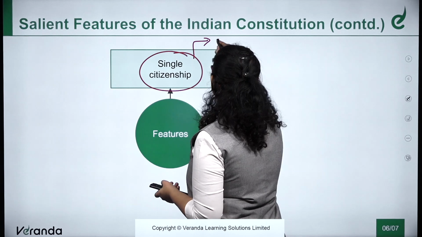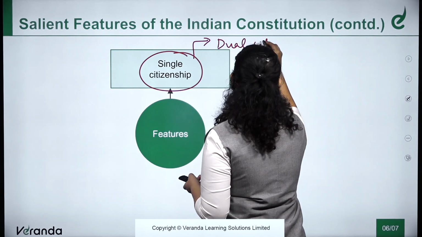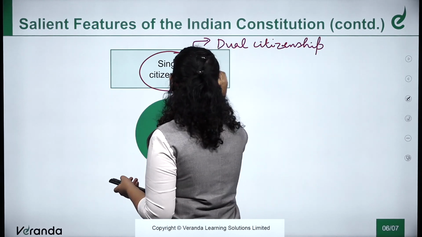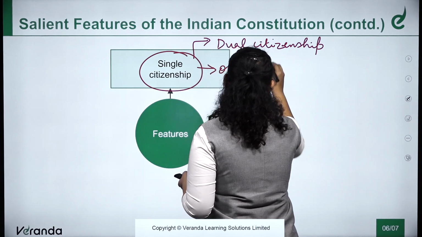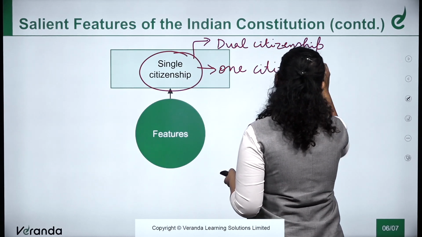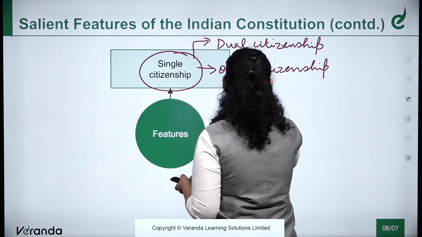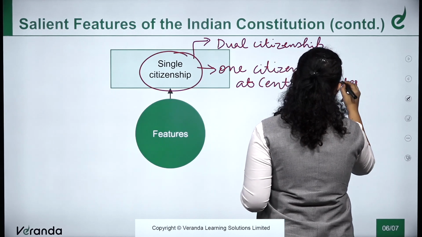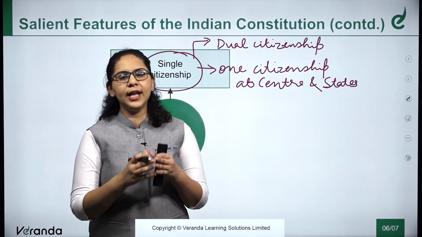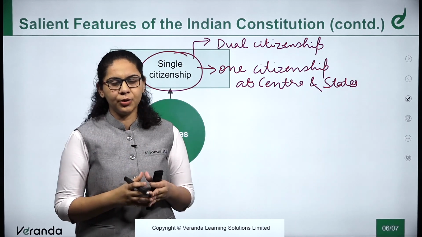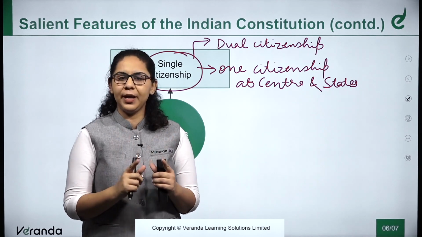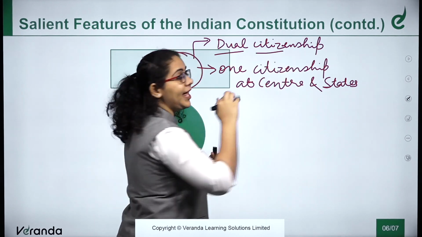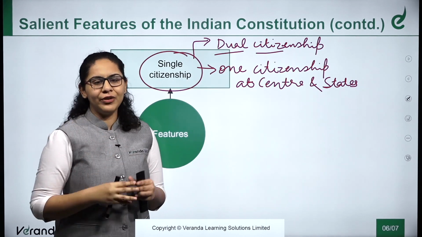Next, we have single citizenship, unlike the USA. Very important, in the USA they have dual citizenship, but in India we have single citizenship. What does it mean? Single citizenship means one citizenship at the state as well as the center. It is not like I am a citizen of India as well as a citizen of some state, say Tamil Nadu. I only have one citizenship, I am an Indian. But in the USA, this is not the case. In the USA, they have dual citizenship, hence dual sets of rights, dual sets of responsibilities.